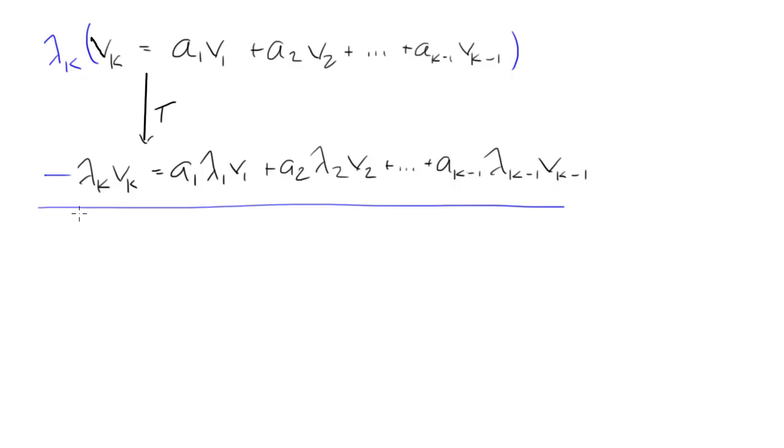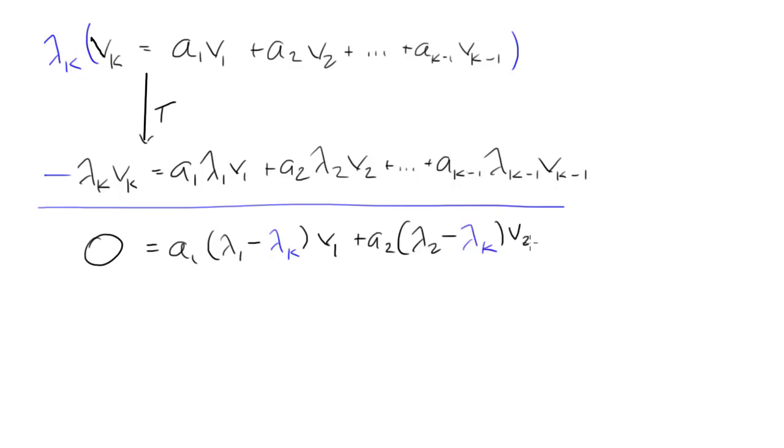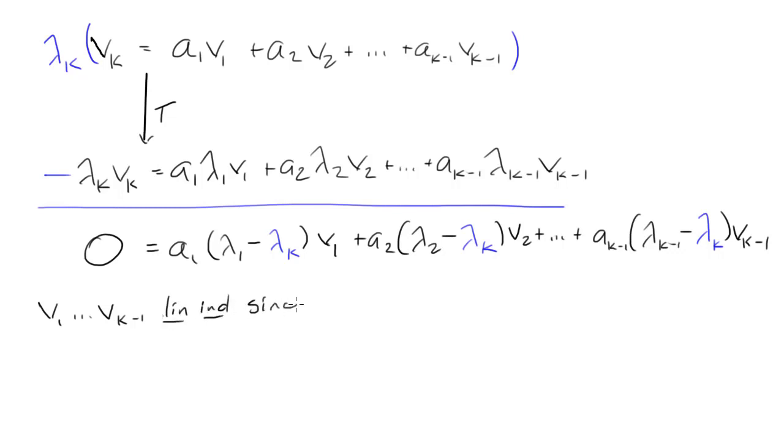Zero is now a linear combination of the other v's. So when I subtract, I'm collecting the v's. So I have a lambda 1 v1, a lambda k v1, lambda 2 v2, lambda k v2, and so forth. But this list is linearly independent because we chose the smallest k that was dependent. So everything before then must be independent.